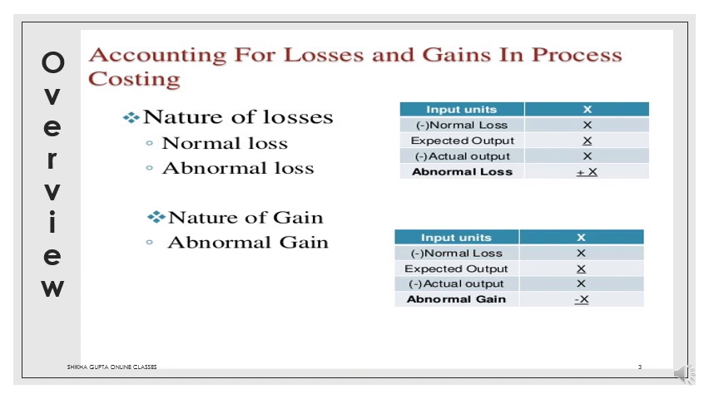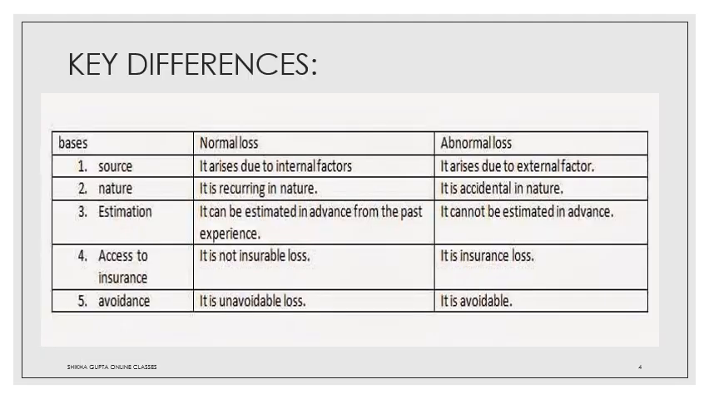We have input units, that is the units which we are carrying forward from the previous month, and this is the normal loss which we expect. Then we will get the expected output, which is 9 in our case, but your actual output is just 7. So the abnormal loss will be 2 units as shown here. And vice versa, we will have an abnormal gain if it is more than the expected output.